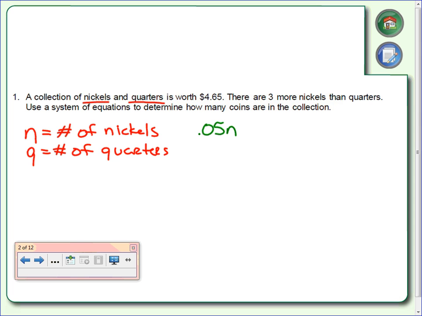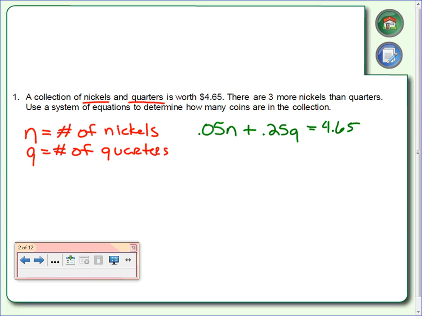So we also have some quarters. And how much is a quarter worth? 25 cents. And how do you write 25 cents? 0.25. And we said we were going to use Q for quarters. So if I take all my nickels and all my quarters, put them all together, it should equal $4.65. So there's the first equation. That's how much all that coin is worth.